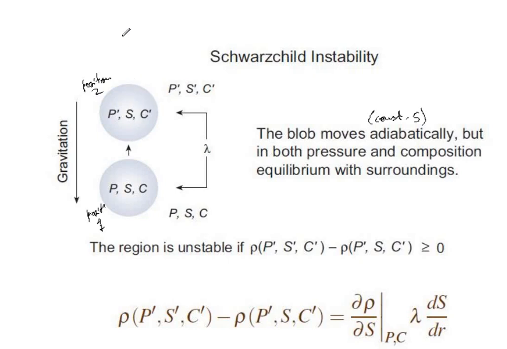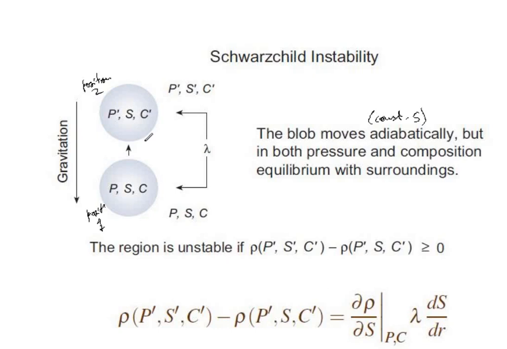It will just move up and then there is instability. So we want instability to happen. That means we want this blob to move upward against gravity. So we are now trying to figure out ways of moving this blob against the gravity. And for that, what we just found is that the region becomes unstable.